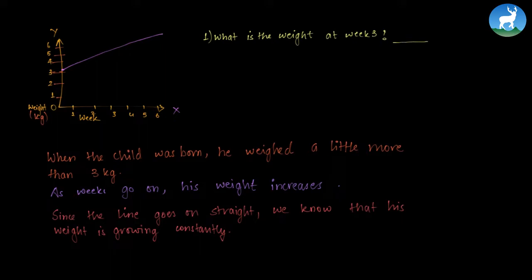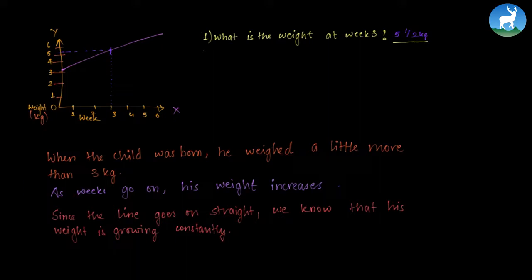Now let us look at the answer. Let us find an answer. So this is the 3rd week, and we draw a line to go looking for the weight in the y-axis. So here, this is the thing, and we can see that the child's weight is a little more than 5 kgs, right? So we can say 5.5 kg, right?